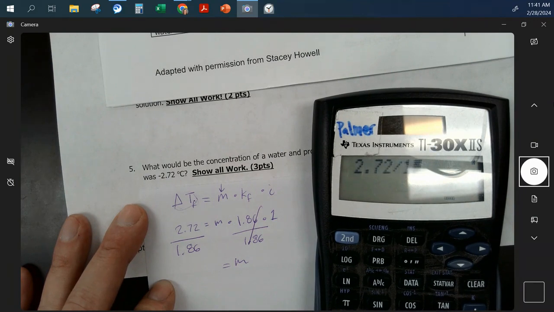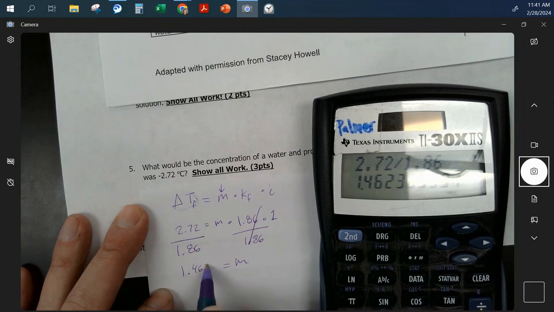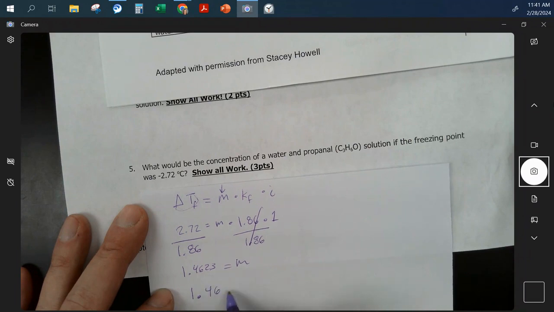2.72 divided by 1.86, and that gives us 1.4623. All right, and how many sig figs should we keep? 3. Yep. So my answer, what should the concentration be? It should be 1.46 m.